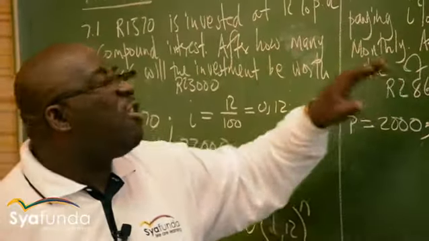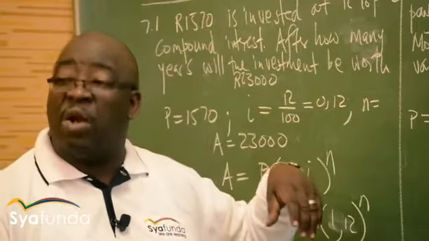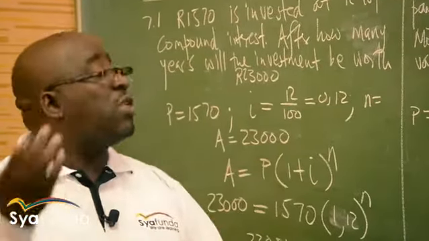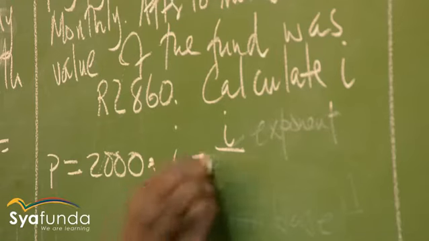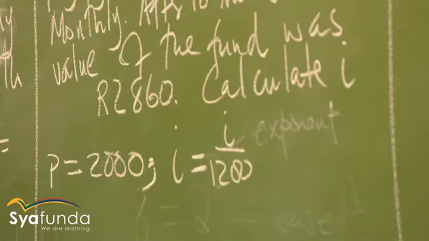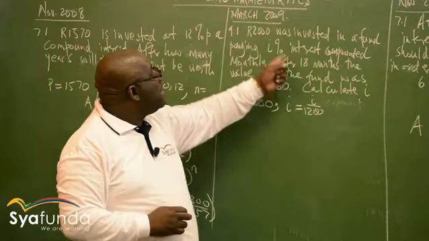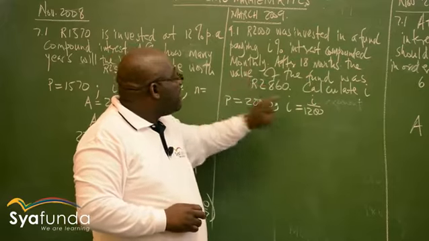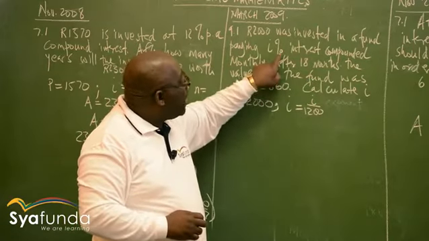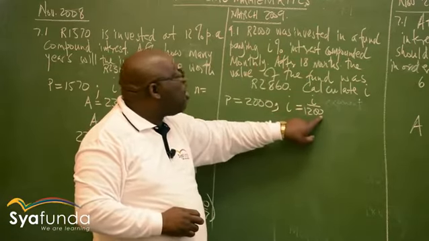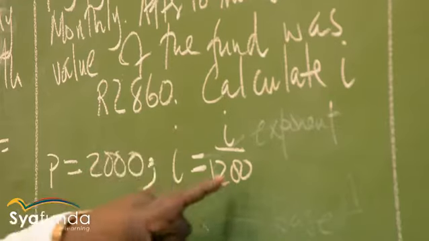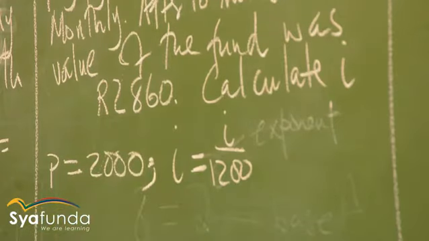But once they say compounded monthly, I've got to divide by 12. So I've got 100, and it is also divided by 12. So altogether, it will be 1,200. So this will be my interest rate, I over 1,200. It's important that you should take note of that. Let's recap on this one again. Interest compounded monthly. Interest rate, it's I over 100, compounded monthly, that I over 100, you divide by 12 for 12 months.